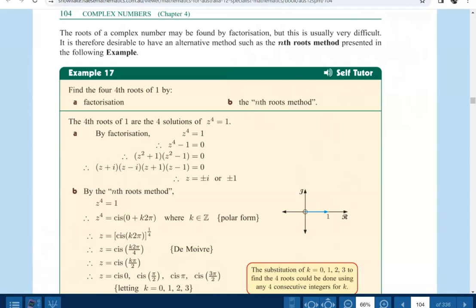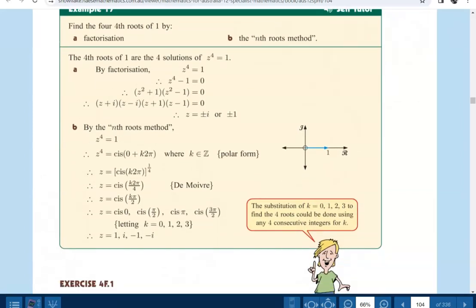Old stuff. What we can do now, using the nth roots method, pretty simple. We look at our right-hand side and we want to put it in polar form. So knowing that 1 is over here, that's this 0. Why do we add on the plus k2 pi? So that gives us this. We can now get rid of the 4th power by taking the 4th root, and then using de Moivre's theorem.